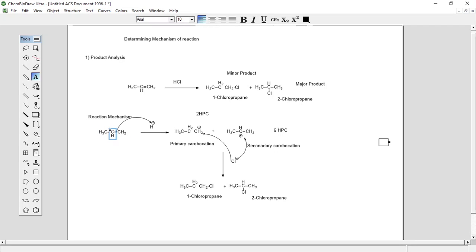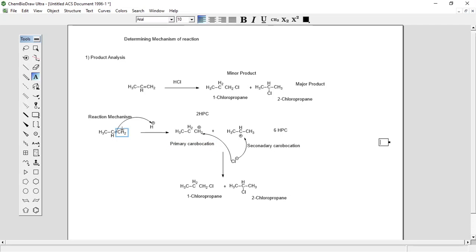This propene reacts with H plus. The first step is that propene has a carbon-carbon double bond. It is a high electron density center, so the pi bond will attack the proton. It can attack from this carbon as well as this carbon, so you will get two different types of carbocation, primary carbocation and secondary carbocation.